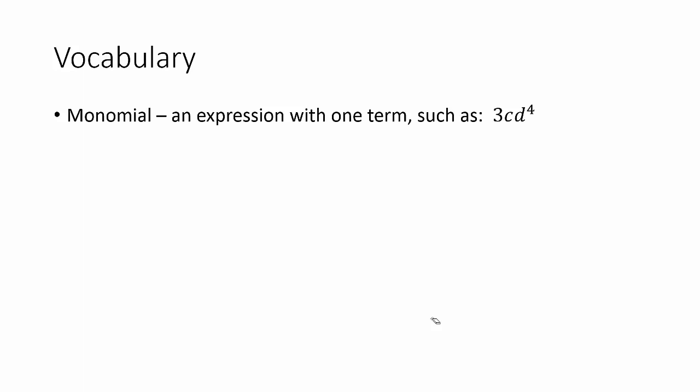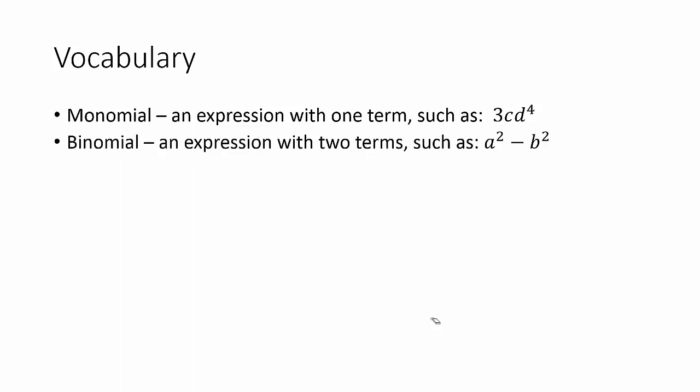A little bit more vocabulary as we get into this concept of polynomials. A monomial is a special type of polynomial. Mono means one. So a monomial is an expression with only one term. A one-termed expression is a monomial, such as 3c d to the fourth. Two terms, we use the prefix bi to mean two. Binomial is an expression with two terms. a squared minus b squared is a binomial.